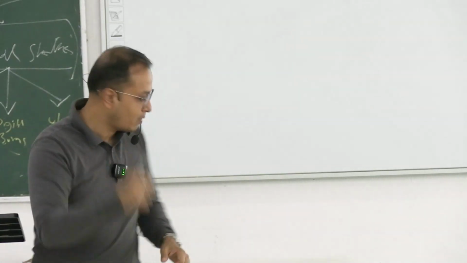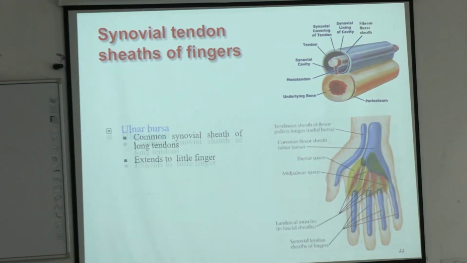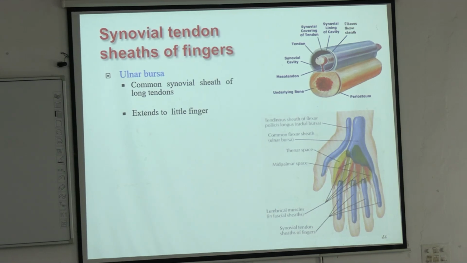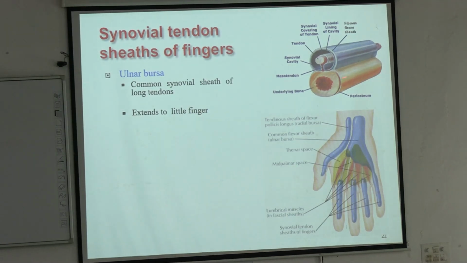Now, we would like to talk about the bursa. If we just project it, that makes this bursa clear. This is what we call the synovial tendon sheaths of the fingers. Now, you see this picture, focus on this region. This is the phalanx bone. On top of that, we have the tendons of the long fingers coming, that means FDP and FDS, flexor digitorum profundus and flexor digitorum superficialis.